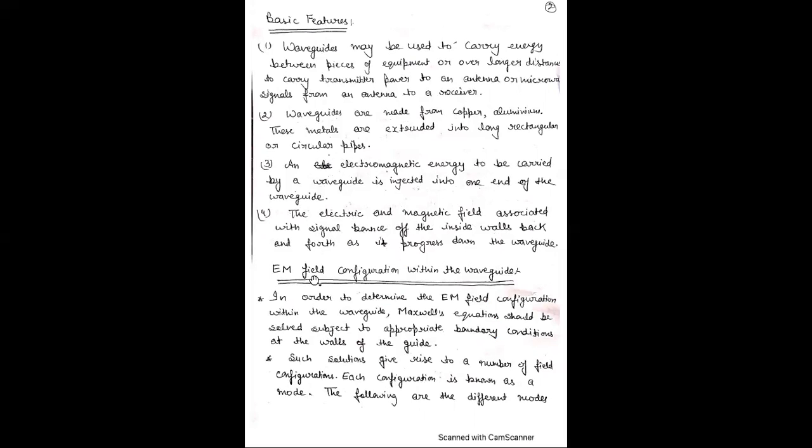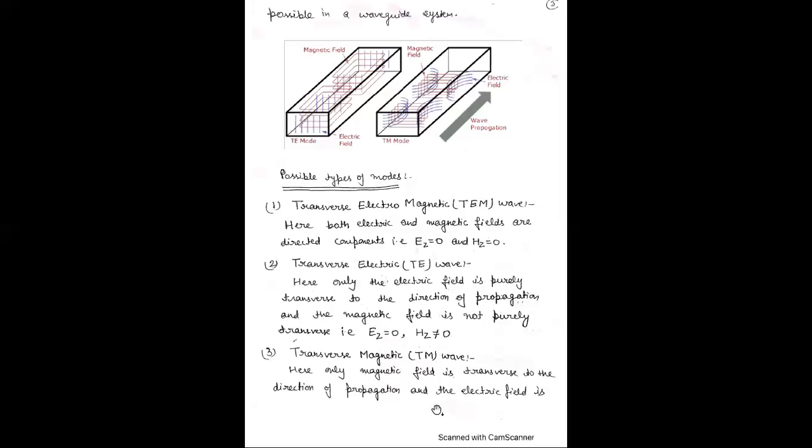Now, electromagnetic field configuration within the waveguide means what the configuration will be, in which direction the electric field will be, and what the direction of the magnetic field will be. In order to determine the electromagnetic field configuration within the waveguide, Maxwell's equations should be solved subject to appropriate boundary conditions at the walls of the guide. Such solutions give rise to a number of field configurations. Each configuration is known as a mode.